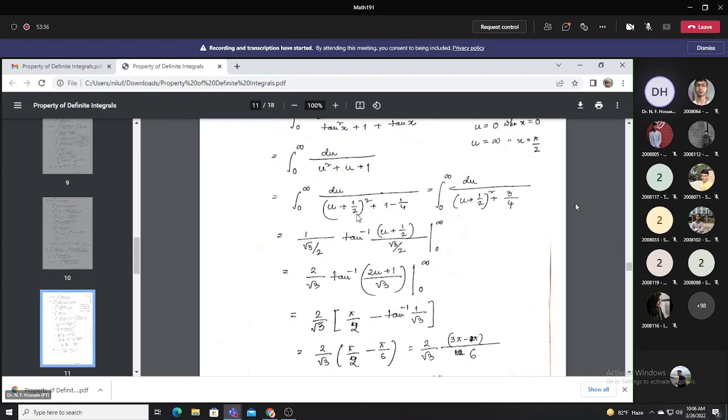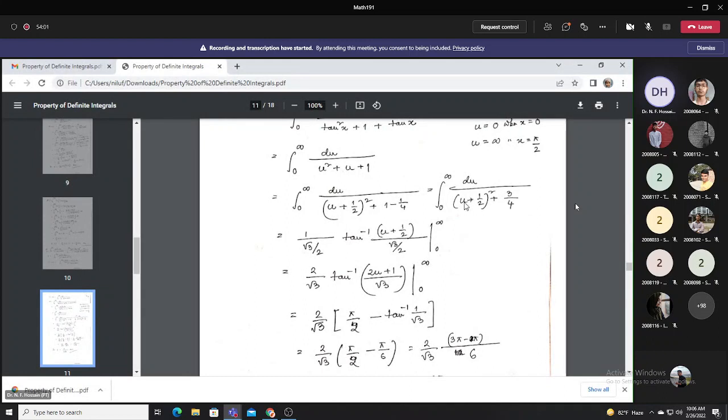1 over 4 was the extra term. So 1 minus 1 by 4 gives you 3 by 4. So (u plus half) whole square plus that. You can use a substitution, but without using a substitution, you can perform this integration. It is actually of the form x square plus a square, and the formula is 1 over a tan inverse x by a. In place of x, you have u plus half. The coefficient of u is 1.